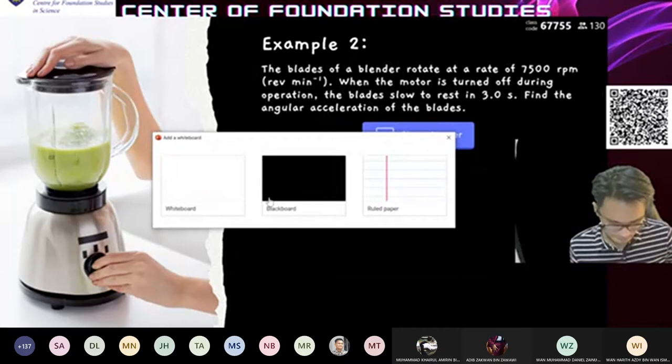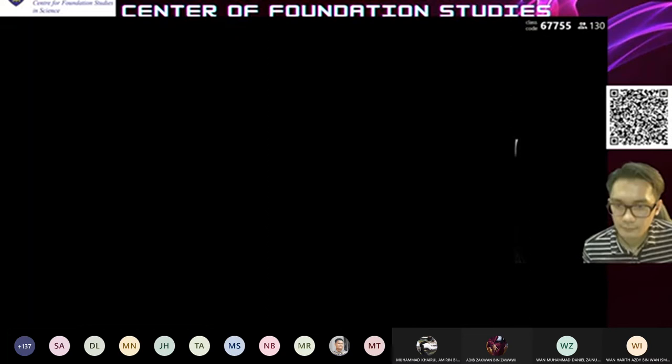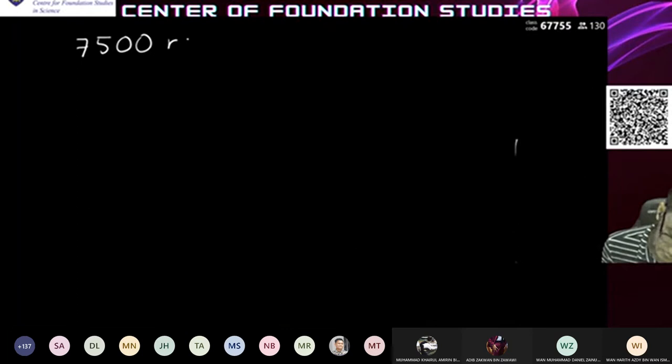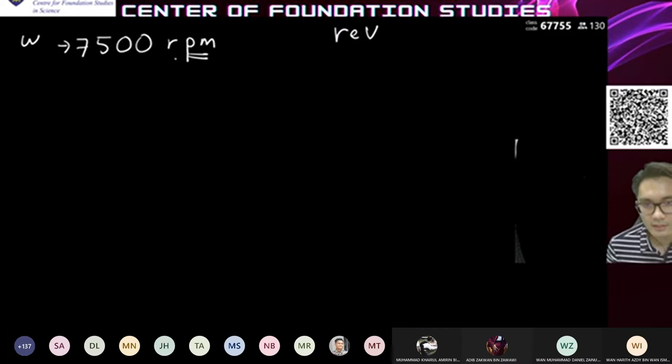Alright, so untuk yang blender ni, the blades of a blender rotate at a rate of 7500 RPM. Okay, what is 7500 ni? Apa maksud dia? What quantity is this? Revolution. Yeah, I know. This is revolution per minute. So what quantity is it? No, omega. This is not displacement. Yeah, this is omega. Kalau displacement is only revolution, dia tak ada per minute kat sini. This one yang per minute per second, this is all angular velocity.